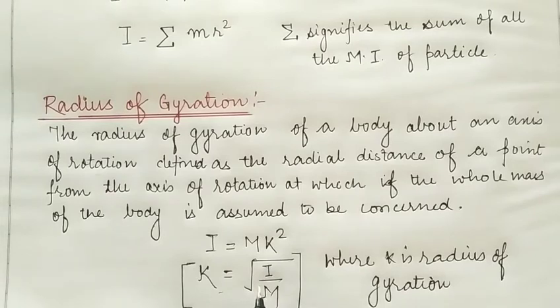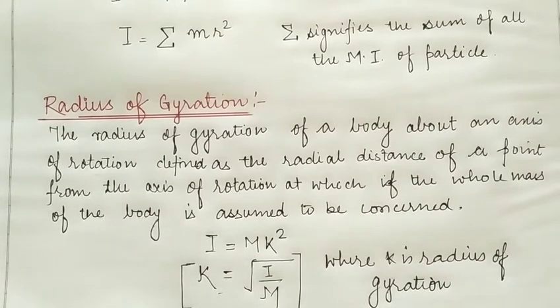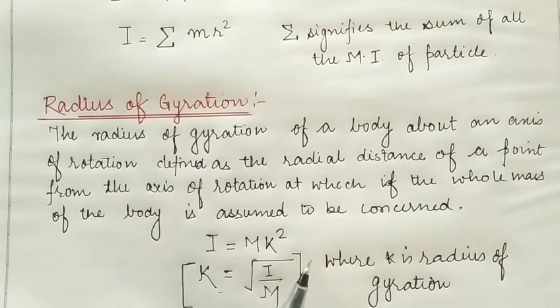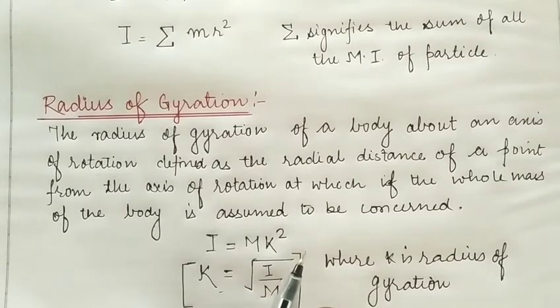Why are we discussing the radius of gyration? The total mass of a rotating body may be supposed to be concentrated at a radial distance k from the axis of rotation, so the moment of inertia of the body is also concentrated there. Whenever a body is in motion, the center of mass may change, and if it changes, the moment of inertia may change too. So in order to calculate the moment of inertia of a body about a fixed point, we discuss the radius of gyration.